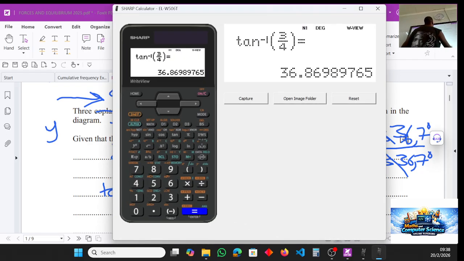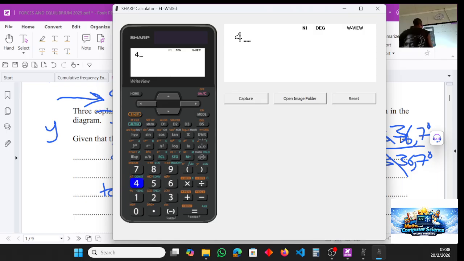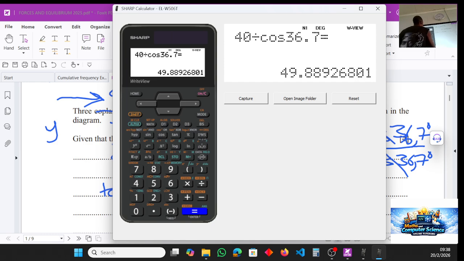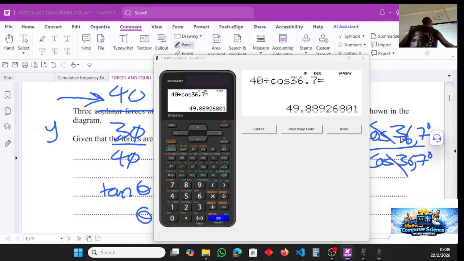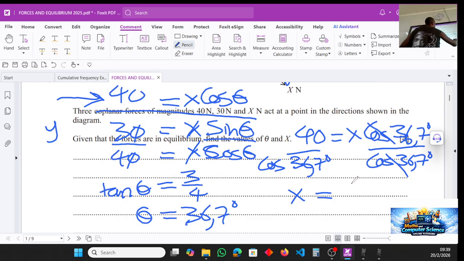When I bring my calculator, I'm going to divide 40 by cos 36.7, and this will result in 49.88. If I round it to one decimal place, it's 49.9, approximately 50. So my x is 49.9 newtons. I think you found it interesting.